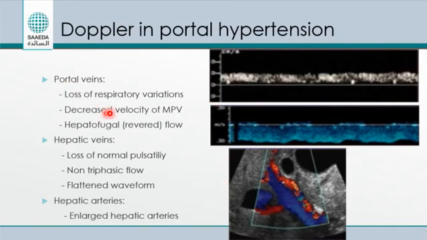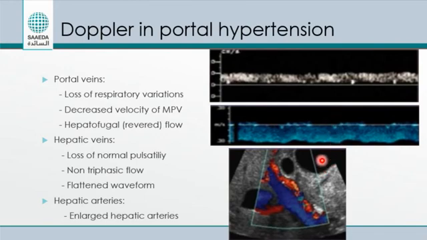So, the Doppler signal in portal hypertension, you will see the following. First, loss of respiratory variation. It's flat. There is no respiratory variation. There is decreased velocity of the main portal vein. It's below 15 centimeter per second. And if it's reverse flow, it's hepatofugal. It will be away from the liver.